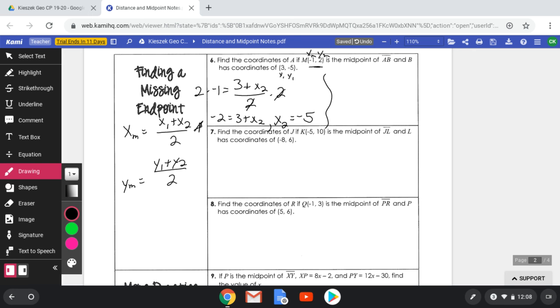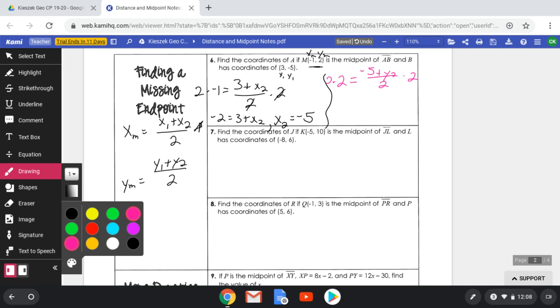Now I can do the same thing for my y value. My y midpoint was 2 equals my y1, which was -5, so -5 plus y2 over 2. Same thing, solve your equation. Multiply each side by 2. 4 equals -5 plus y2, and add 5 to both sides, so I get 9. My final answer here, remember, is always a point. So my final answer is x comma y, or -5 comma 9. And technically we should put that A in front because that's what we were trying to solve for.